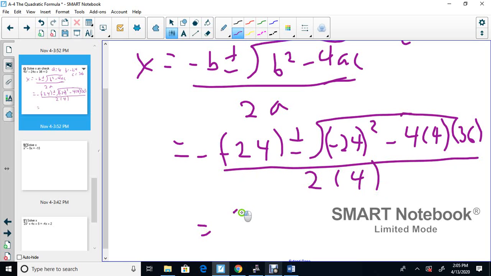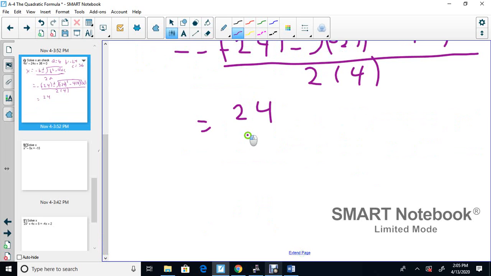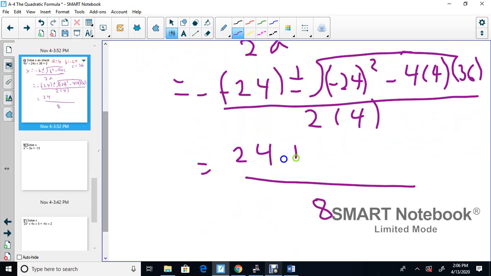So here the negative and negative's 24. The bottom here is 8. 2 times 4 is 8. And the plus minus, so we go plus minus here. Oh, it turned out to be 0. Interesting. Let's just go back up.